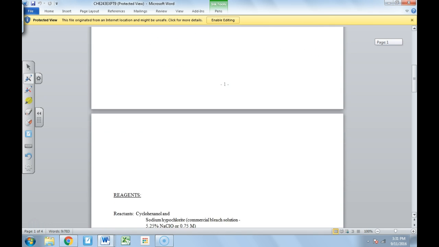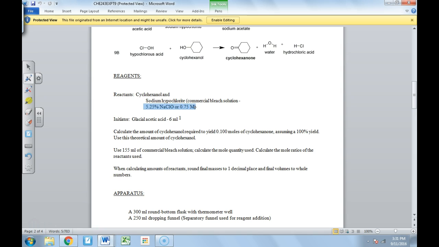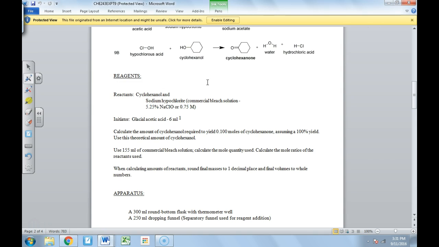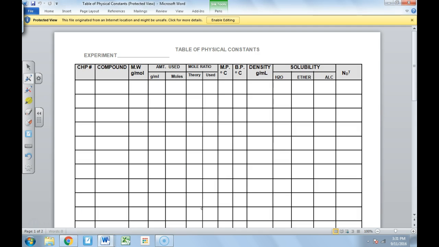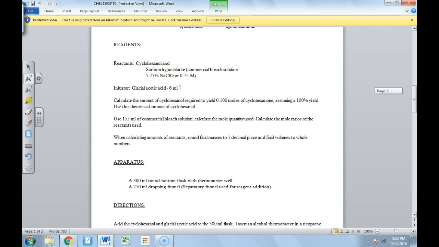Okay, now this is an oxidation reaction in which we're going to use bleach to oxidize an alcohol to form the ketone. Now, just real quick, keep this calculation, converting that to moles, to put that into the data table, the table of physical constants. That calculation is tricky, and every year it seems like people kind of miss that. So just keep that in mind as you're doing that.